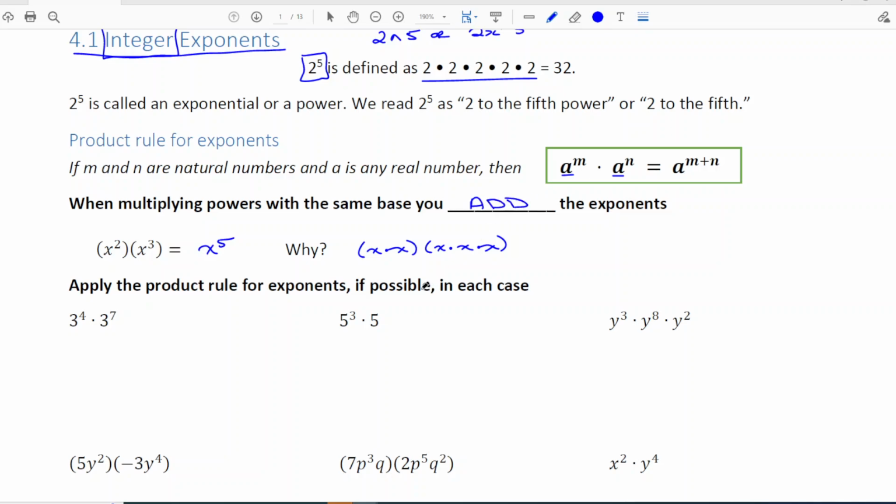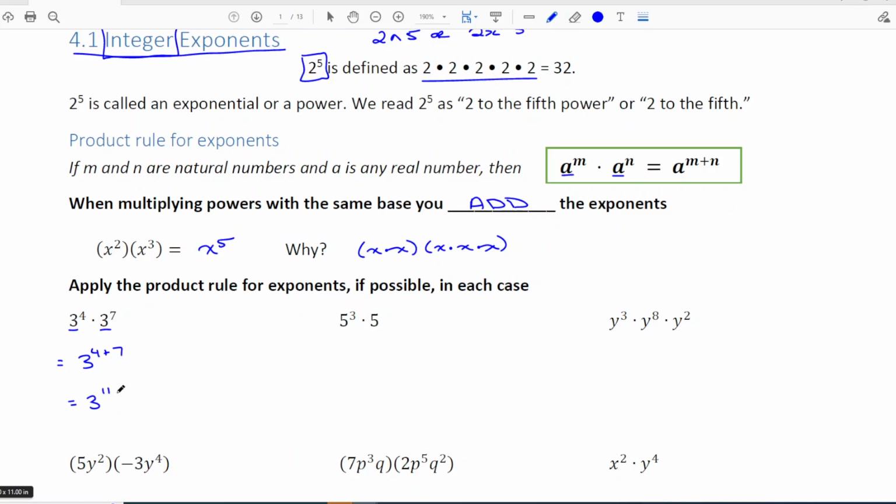So, product rule: when multiplying powers of the same base, you add the exponents. So if we have something like 3 to the 4 times 3 to the 7, it'd be 3 to the 4 plus 7, which would give you 3 to the 11. Now, they did numerical bases as well as algebraic bases for a couple reasons. One, to make you realize that you could plug this into your calculator to check. So if you plug in 3 to the 4 times 3 to the 7, you'd get the same answer as if you plugged in 3 to the 11.